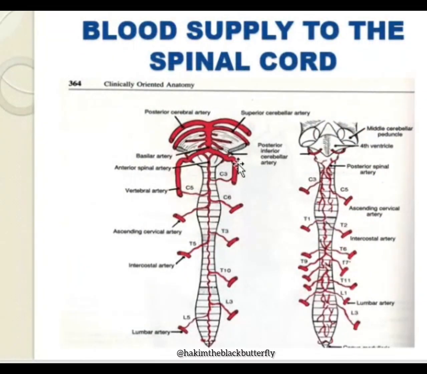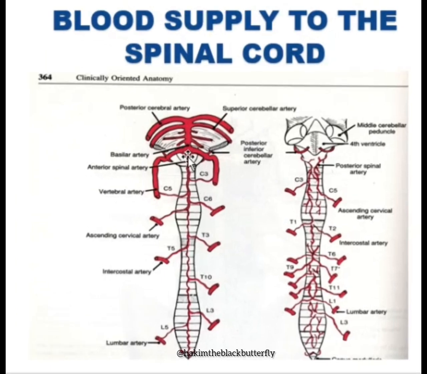Remember, we saw that the two vertebral arteries give off branches which meet at the median sulcus of the medulla oblongata to form the anterior spinal artery. And they call it the anterior spinal artery because it's going to descend down on the anterior surface of the spinal cord, supplying it. That's why they call it anterior spinal artery.